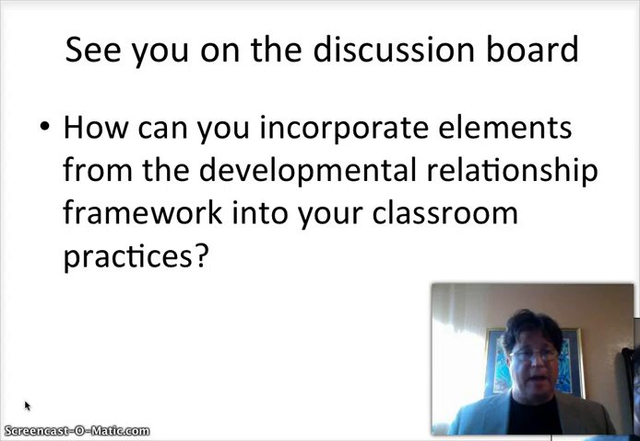This was just a quick summary of the 40 developmental assets. There are other resources on the website. I encourage you to investigate them. And what I'd like for you to think about, if you have enjoyed this, if you have connected with this material, is think about how can you incorporate elements from the developmental relationship framework, or in short, the 40 developmental assets, into your classroom practices.